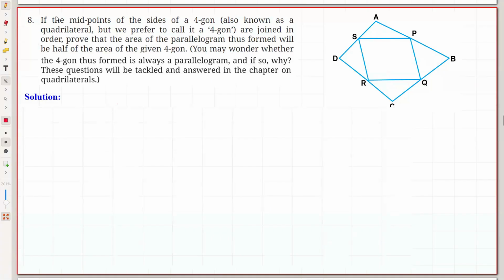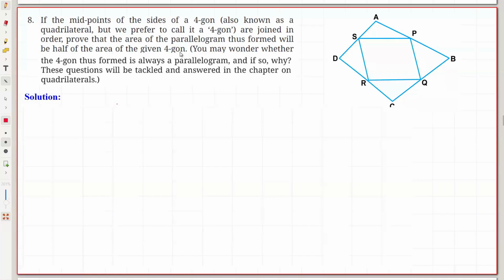So question number 8: if the midpoints of the sides of a quadrilateral, that is, a four-sided polygon, are joined in order, prove that the area of the parallelogram thus formed will be half of the area of the quadrilateral.